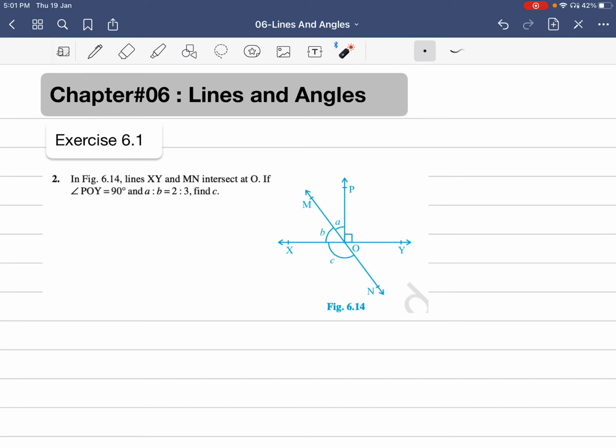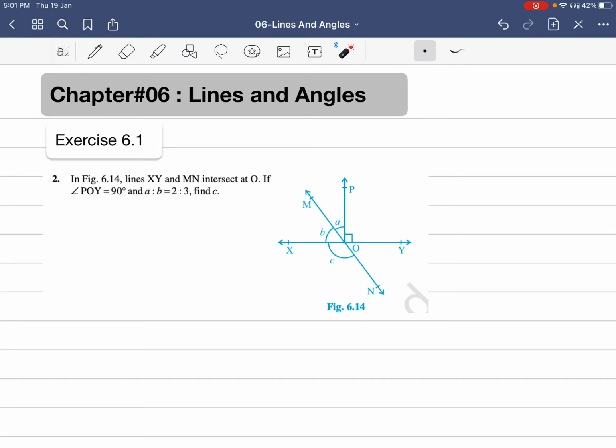Now the problem reads, in figure 6.14, lines XY and MN intersect at O. So let's highlight the lines for our understanding. Lines XY, so this is my XY. Lines XY and MN are the two lines which intersect at point O. Now, if angle POY is equal to 90 degree, so this is POY which is 90 degree.